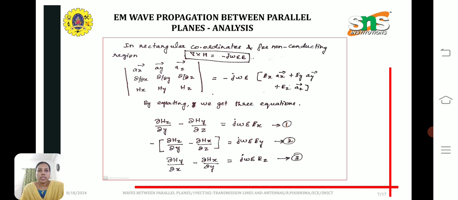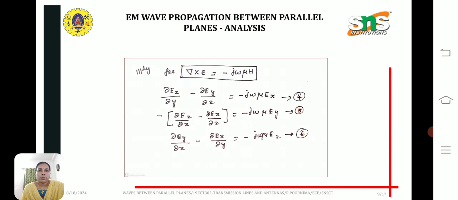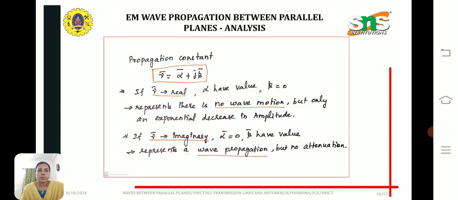So del cross H is the curl equation. It is written as a determinant matrix in rectangular coordinates, and by substituting the E vector and equating the two sides of the curl equation with the electric field, we get these three equations. And next, for del cross E equal to minus j omega mu H, we apply the same curl equation and we get equations for the relation between Ex, Ey and Ez.